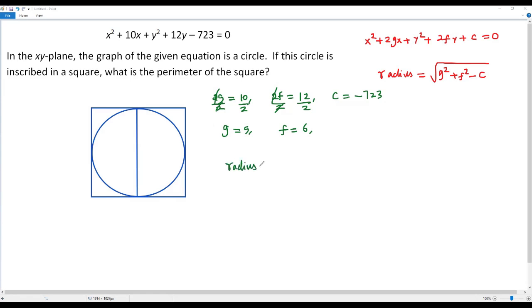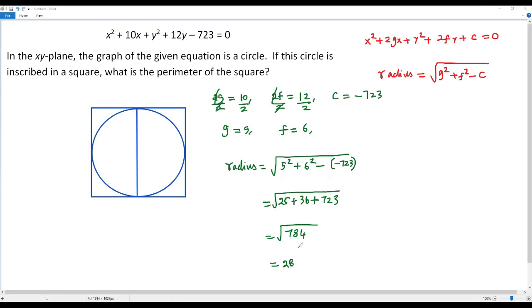The radius equals the square root of g² + f² − c. For g, we know the value 5. Then we get 5² + f², that is 6², minus c, and the value of c is −723. So 5² is 25, 6² is 36, and negative times negative will be positive 723. When I add all these values, I'm getting 784, and the square root of 784 is 28. Here I got the radius of the circle, that is 28 units.